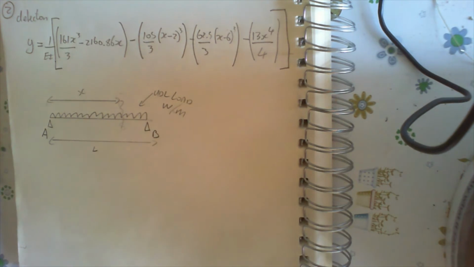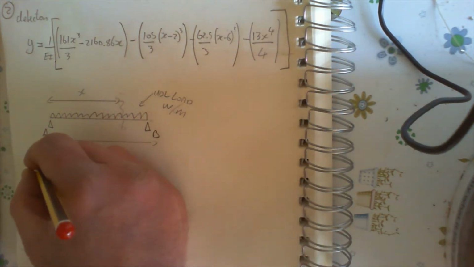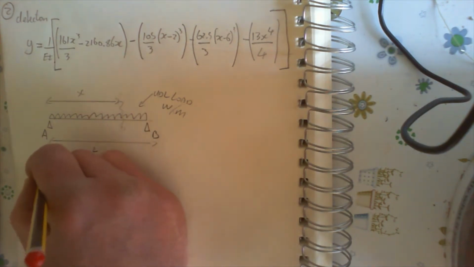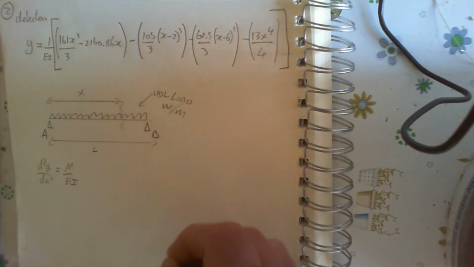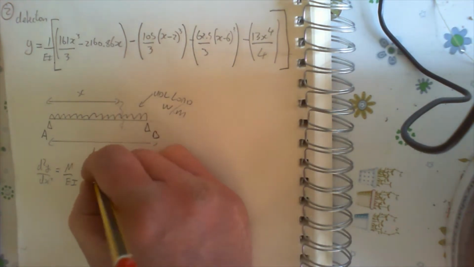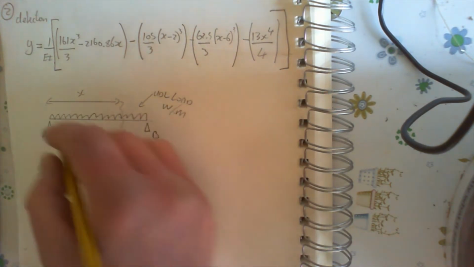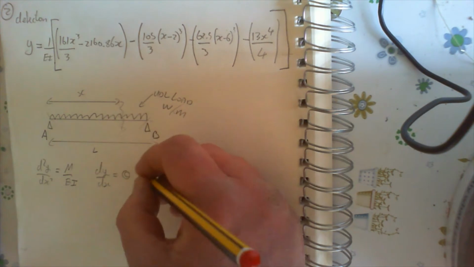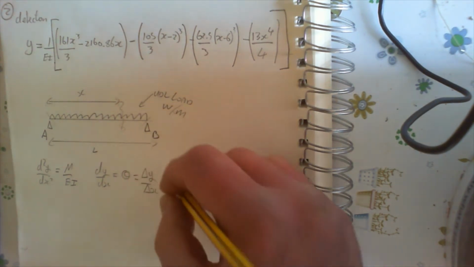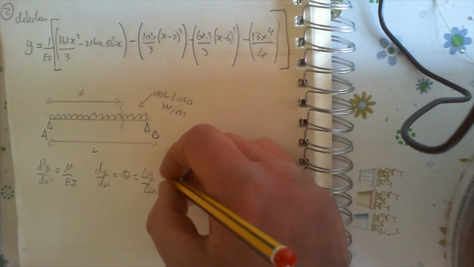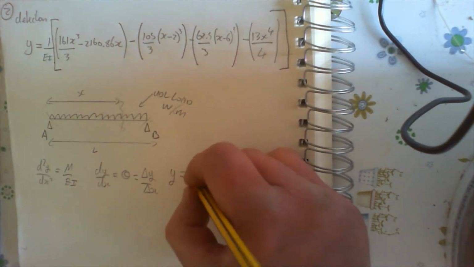So the first thing we do, and remember, let's have a wee recap. d2y/dx squared equals M over EI, and dy/dx gives us the slope, and the deflection is going to equal y.